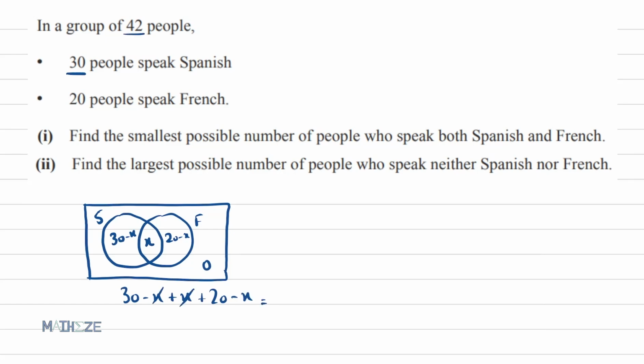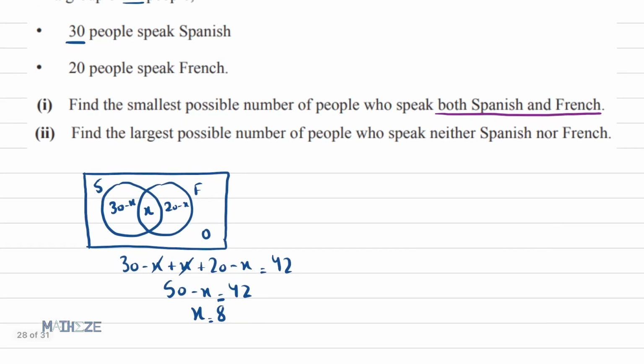In this question, how many people were there? 42. It's going to be 50 minus X equal to 42. So my value of X will be 8. The least value of people speaking both Spanish and French is 8. And now if I talk about the least value of people who don't speak Spanish and French, we always assume 0 if it's not given in the question.